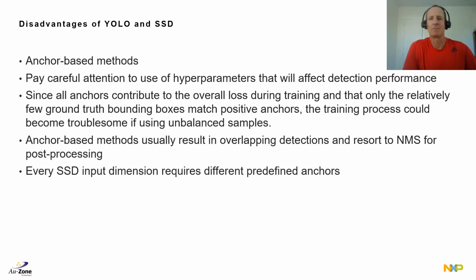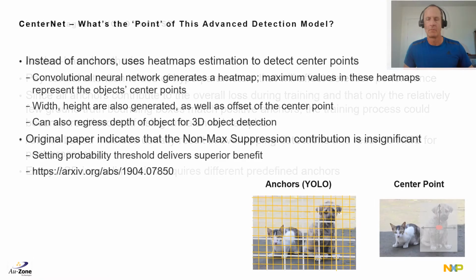Now, regarding the last point on this slide, every SSD input dimension requires different predefined anchors, but these are difficult to accommodate for all dimensions. This is seen as a gap in working with SSD models. To translate the anchor coordinates from one dimension to another could cause a very large accuracy loss because the anchors end up being mislocated. This is a pretty challenging concept to explain in the short time we have here, so I can recommend some good reading materials if you're interested in exploring this further.